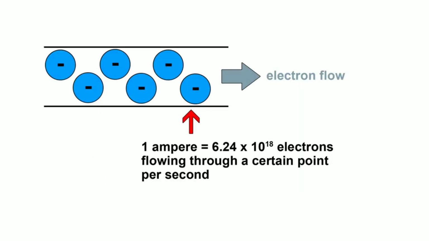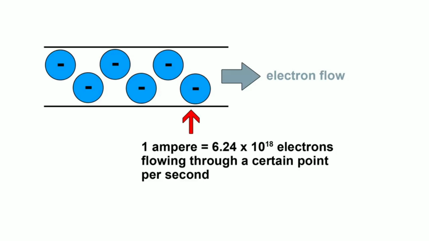Now, how do we measure electric current? Well, you've probably heard of the term amp, which is short for ampere. An ampere refers to the amount of electrons that are flowing per second through something that conducts electricity. 1 ampere is equivalent to 6.24 times 10 to the power of 18 electrons flowing per second.